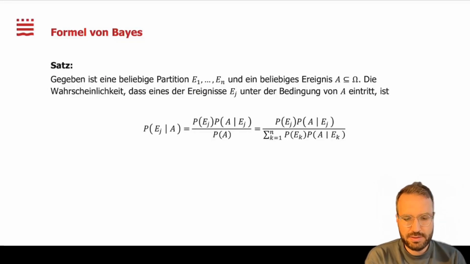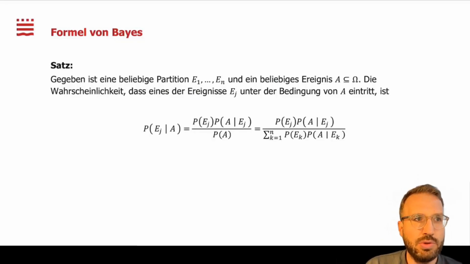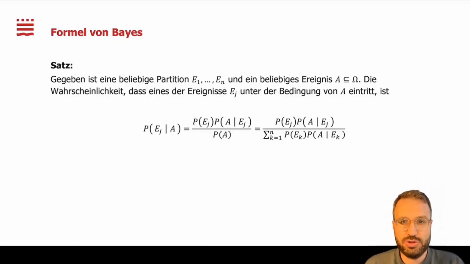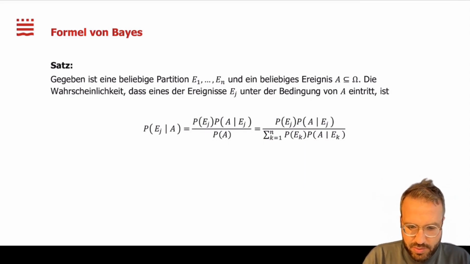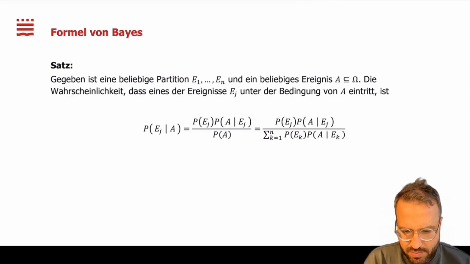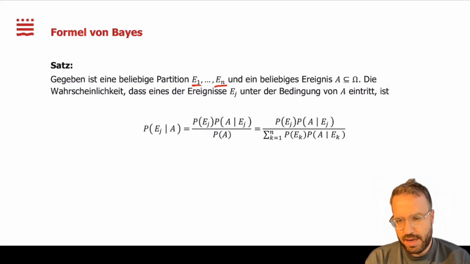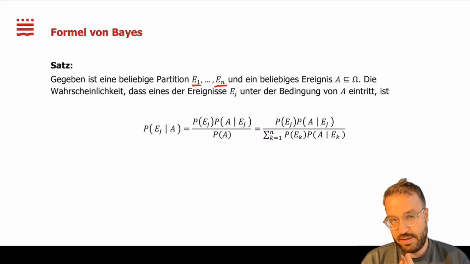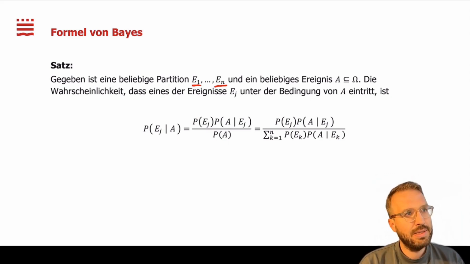independently. The formula I mean is the formula of Bayes, and it exists in a more general form, which we see here. And then we will take a closer look at the special case for two events. It is quite similar to the formula for total probability. So we have our partition again, which in our corona example can be all the people who are positively and negatively infected.